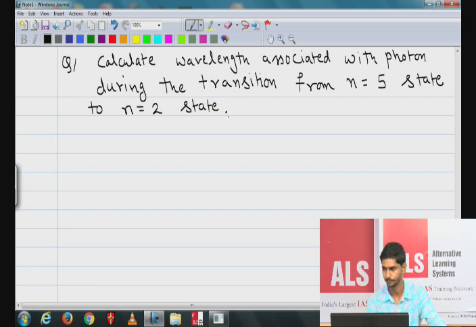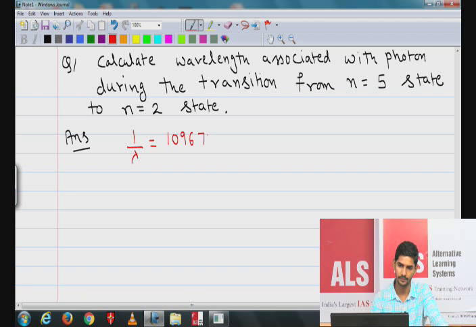Okay guys, now let's take a look. First of all, you have to understand that we have to use the formula that 1 upon lambda would be equal to 109,677 into 1 upon n1 square minus 1 upon n2 square into z square. Remember, this question is for hydrogen atom.